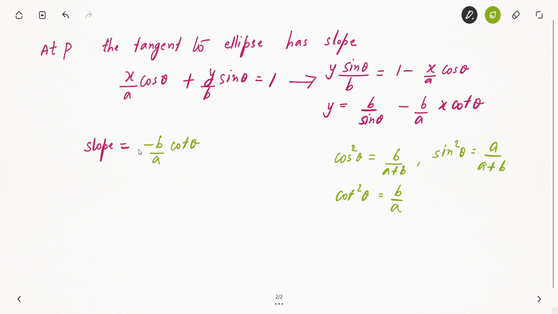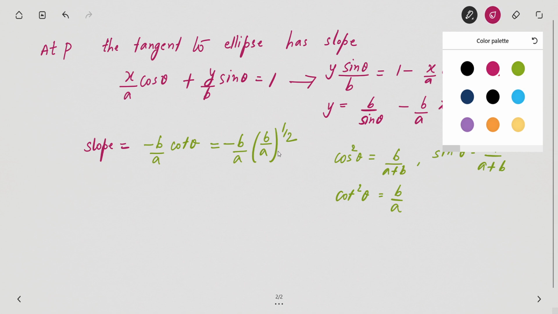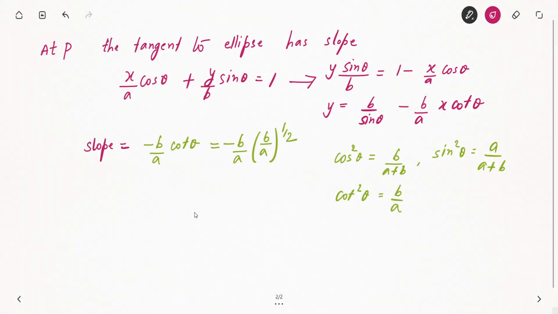So I can write in place of cot theta root under b upon a, taking only positive values, because I took the angle in the first quadrant. So this will be b upon a to the power 1 upon 2, right? So the slope will be minus b upon a to the power 3 upon 2. Okay, so I got the slope of the tangent to the ellipse.